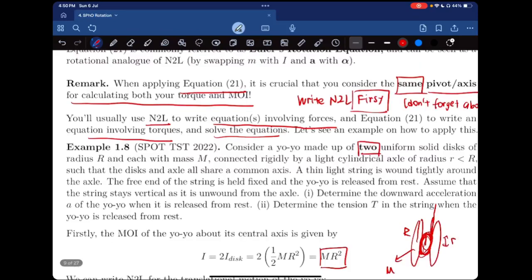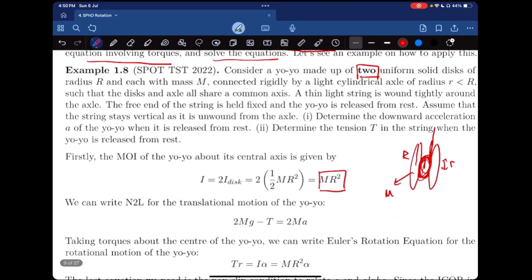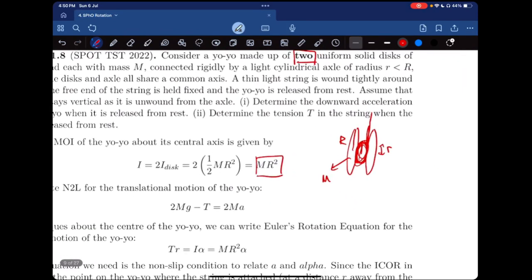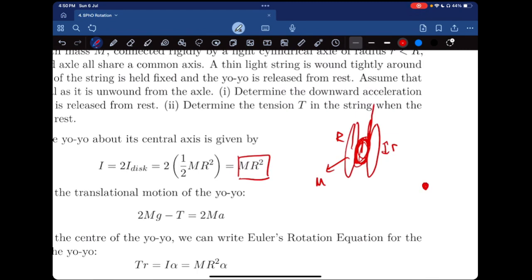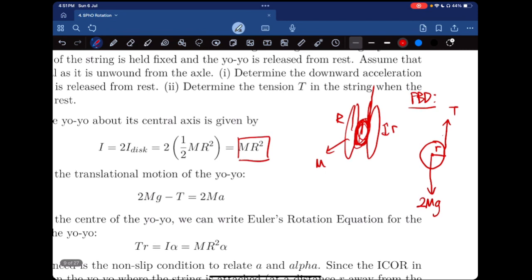Now, like what I mentioned, you want to write N2L first. For the translational motion of the yo-yo, if you draw a side view diagram, it looks something like that. So this is your FBD. You can see that your 2mg minus T will be 2ma. So this is just N2L, nothing fancy about that.